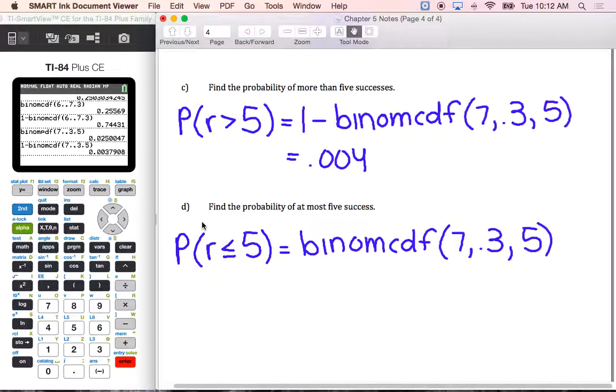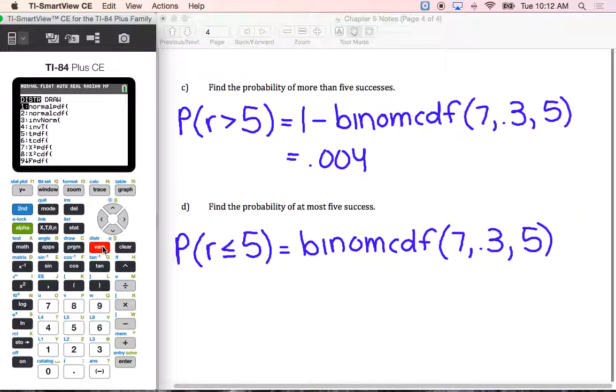So we're going to do second vars. I want binomial CDF. And we've got 7, 0.3, and 5. So we should have then about 0.996.